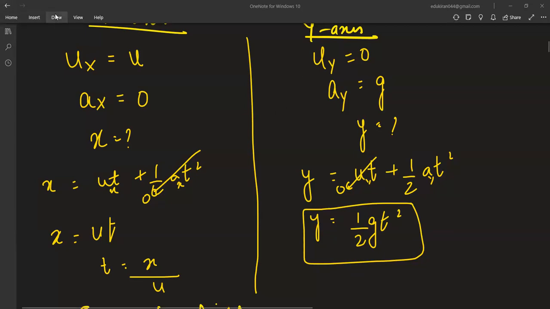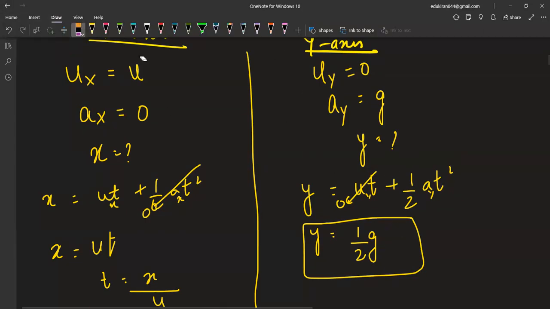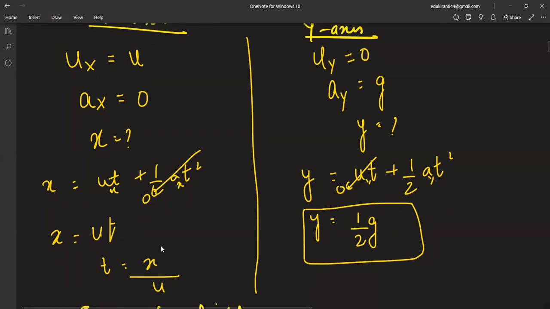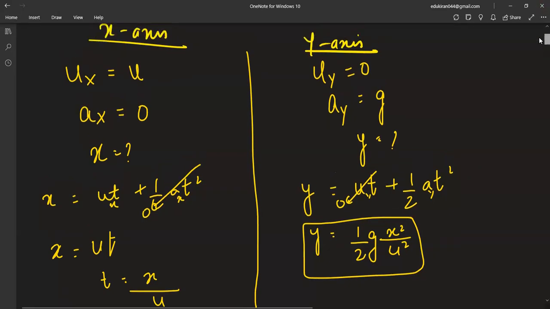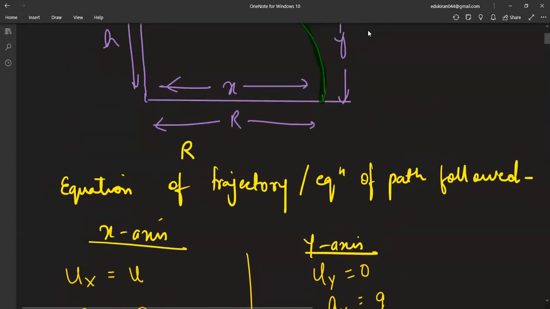Now, one more thing we can do in this step only. You can substitute again the value of time from here. That becomes x square by u square. You can notice how simple your equation is as compared to your angular projection. You just have to remember this equation. Half g x square by u square. No sine square component is there. No cos square component is there. Quickly note it down. Then we'll write the derivation for time period.